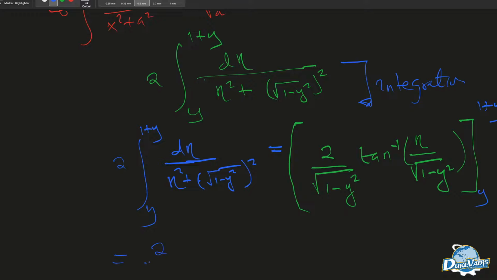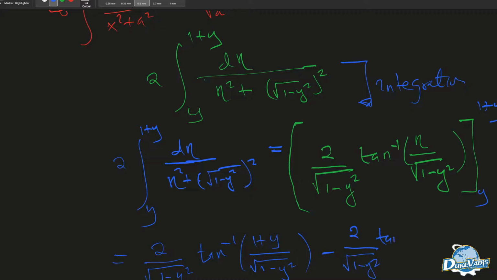2 all over 1 minus y squared tan inverse of 1 plus y over square root 1 minus y squared into bracket. That's the upper limit. So this is the upper limit minus the y, which is also going to give us 2 square roots of 1 minus y squared.